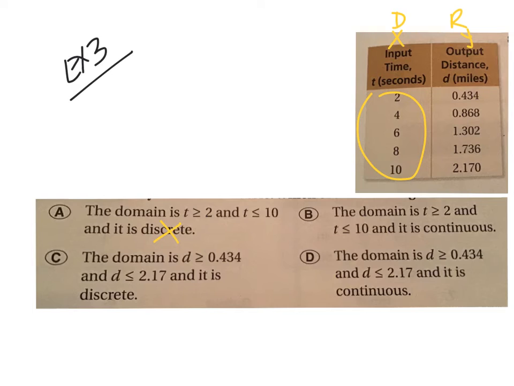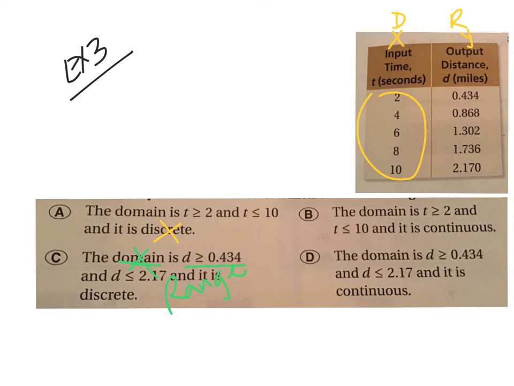No, it can't be discrete because we're discussing seconds. You can have a portion of a second, right? You could have 2.2 seconds. Okay, so it can't be discrete. Okay, let's look at C here. I know I'm going out of order. The domain is D equals yada, yada, yada. Is that true? No, this is not domain. This would be the range for those values. So it can't be C.